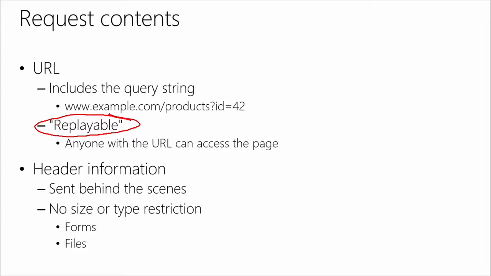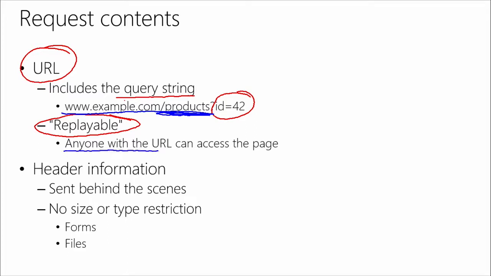And as it turns out, when you make a request up to a server, there's two different places that the information you want to send up could be sent. Okay. So it could be sent in the URL. Right. So that's going to be either inside the query string, like it is here, or it could just be part of the URL itself. So I can actually pass information right there as part of the URL, and that's going to be replayable. So anybody with that URL could access that page. So anybody that sees that URL could access that page.